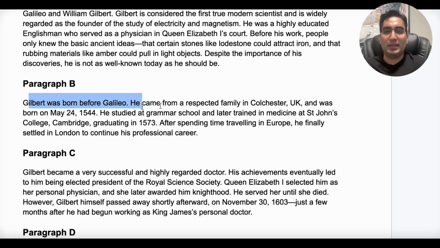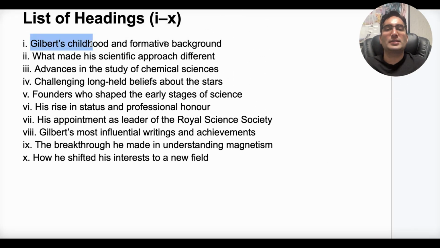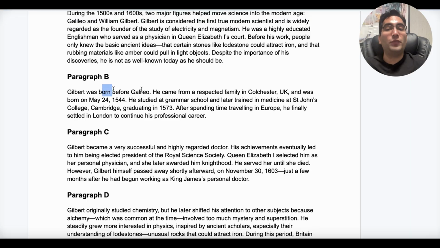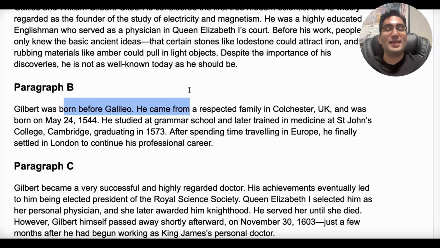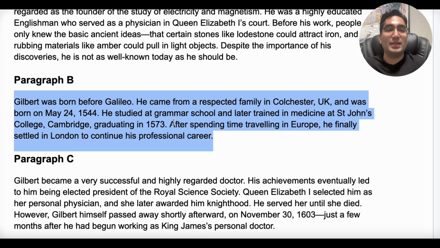Gilbert was born before Galileo. He came from a respected family. So it's talking about Gilbert's birth and early childhood, which matches number 1. That is the answer. Gilbert's childhood and formative background. So yes, that was the answer, but it's not because it's in the first few lines. It's also because that is literally the main theme of the entire paragraph. So it's talking about he studied here, and after spending time traveling in Europe, he finally settled in London. So this is all about his initial life, and that's why it's the heading.